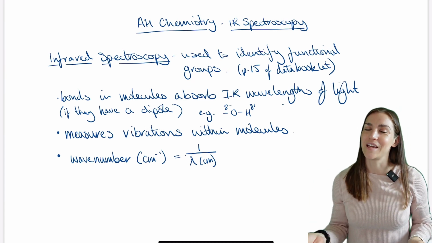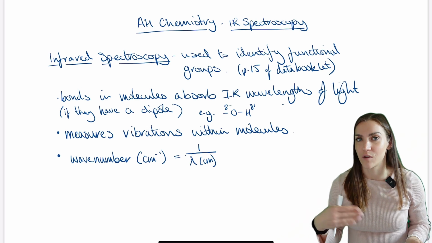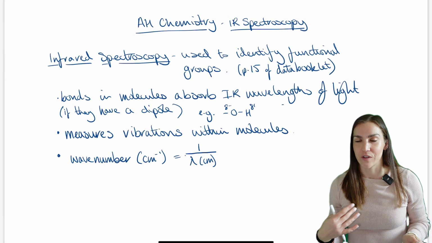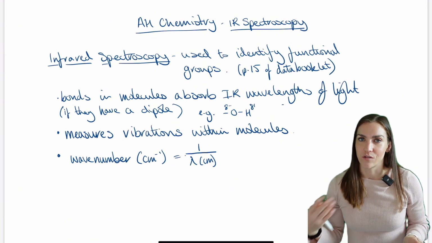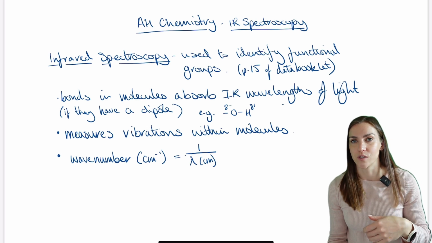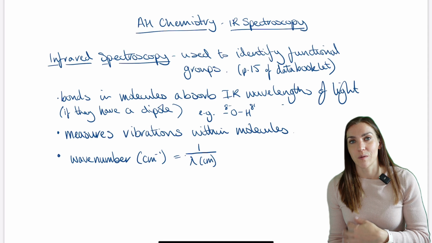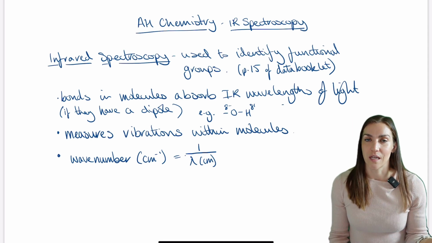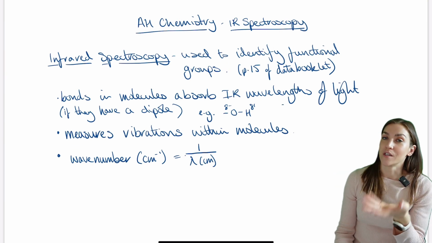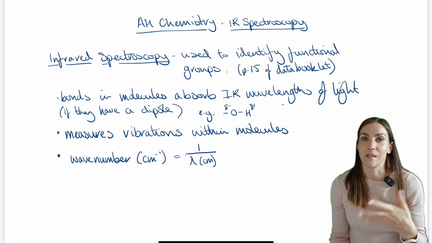You may get asked to calculate a wave number or calculate the wavelength of light from a wave number. It would just be 1 over whatever number you're given, but remember that will be in centimetres or per centimetre. If you were to work out the wavelength from a wave number, you would do 1 divided by the wave number, and that would give you your wavelength in centimetres. If you were asked to calculate the wave number, you would just do 1 divided by the wavelength, but the wavelength has to be in centimetres.